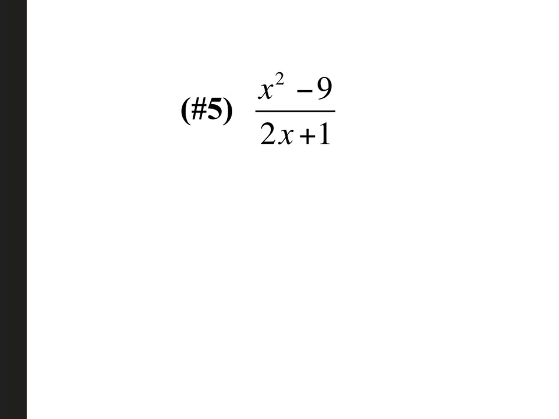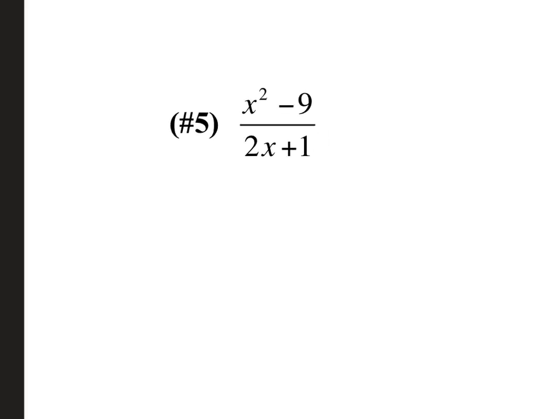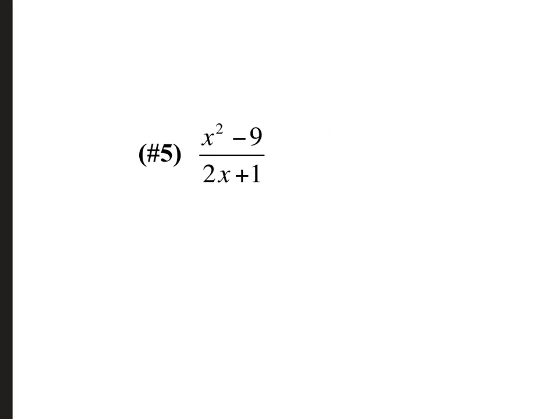Let's change our colors here. x squared minus 9 over 2x plus 1. All right. Is there a GCF for top or bottom here, first of all? No. Bottom expression, we can't simplify. 2x plus 1, there's no GCF. It's not a pattern that we know. But the top is a what? That's a difference of squares. So that's going to factor to x plus 3 times x minus 3, all over 2x plus 1.